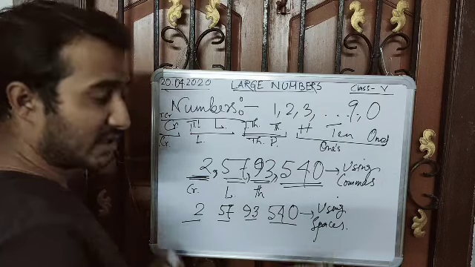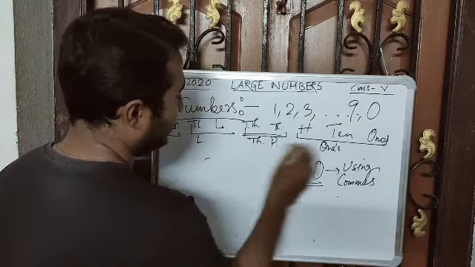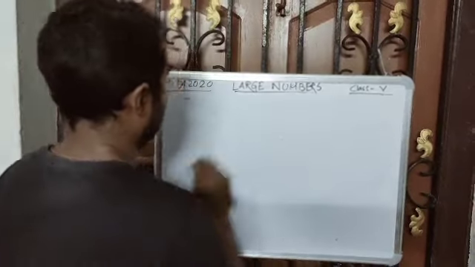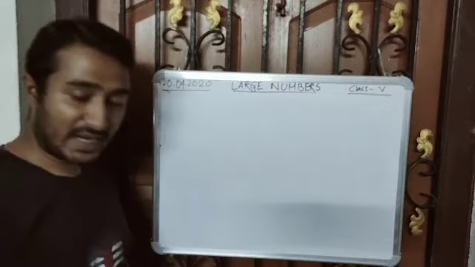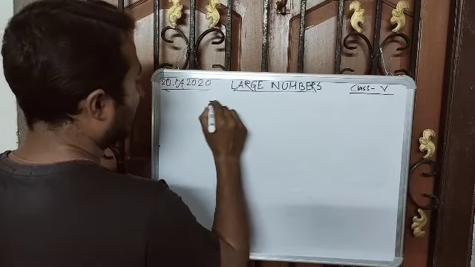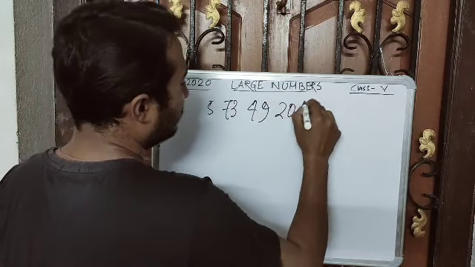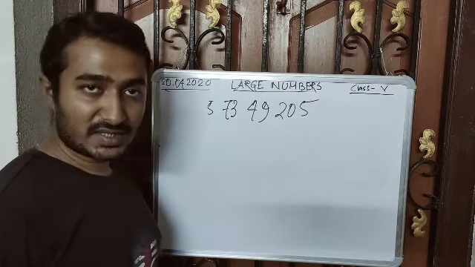Next, you are heading towards the expanded form. You already know about the expanded form. You have already learned it in class 4. Procedure is same here. So if we want to write a number in expanded form, let's take another 8 digit number, 573492005. So, it's an 8 digit number.